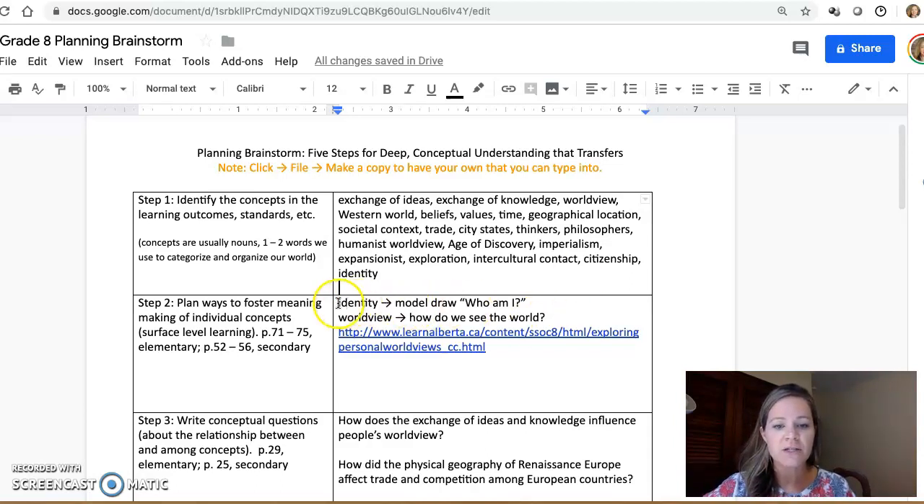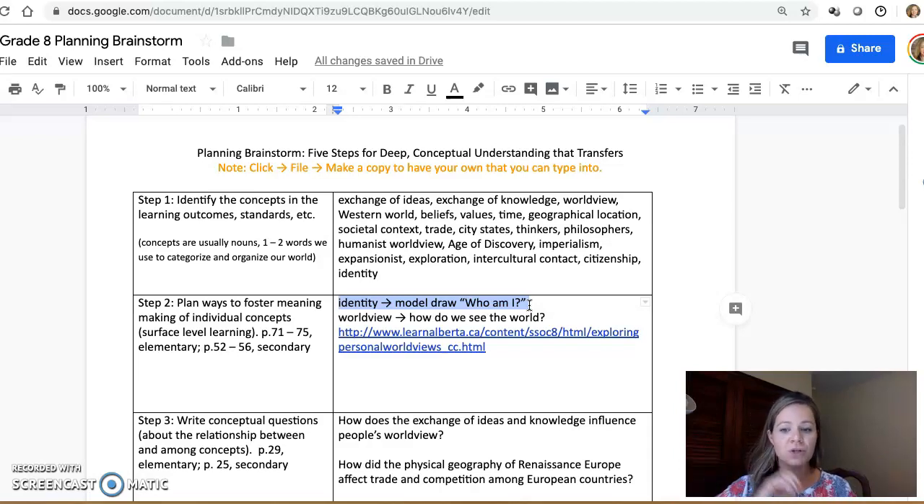So I decided to start with identity, and I thought I would start with modeling, like a drawing of who am I. So I draw Miss Stern. I'm a mom. I'm a sister. I'm a wife. I'm a teacher. I love to go to the beach. I love to read books. I put a lot of things about who I am and what I believe, what I value, and use that as a model to think aloud for students to do that for themselves.